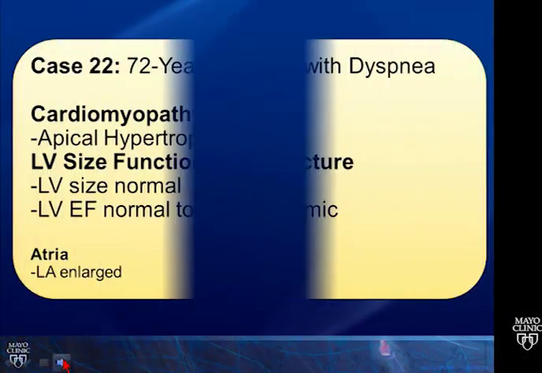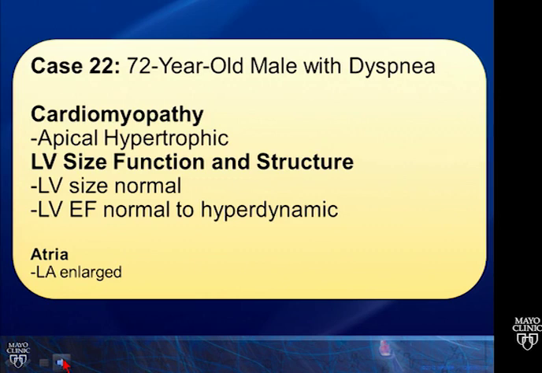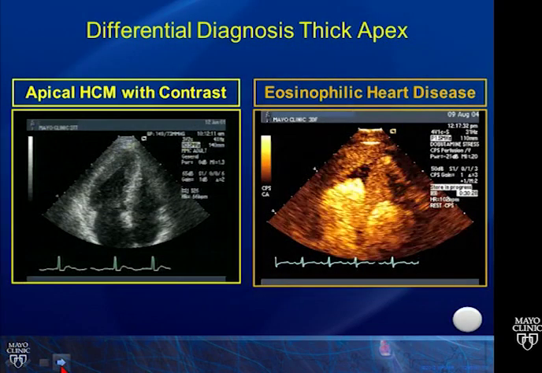All right, so we have the answers here. 72-year-old man with dyspnea who has a cardiomyopathy. It's apical hypertrophic cardiomyopathy. This is normal LV size and function. I think you could see that small hyperdynamic left ventricular cavity with normal function. And you might code the atria as enlarged. I think, again, you may get a slight amount of credit for that, or maybe none at all.